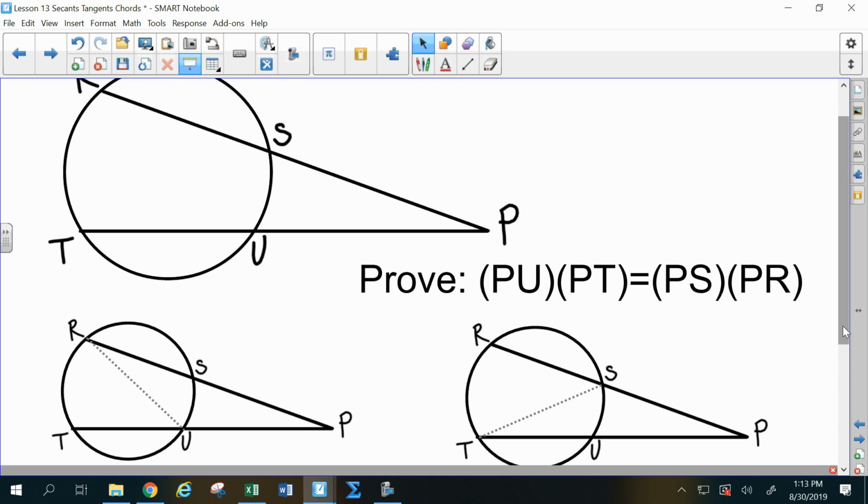So with this one, I've drawn the triangles. Do you think I might be able to get that those triangles are similar? So that's where we're going with this proof. Question?